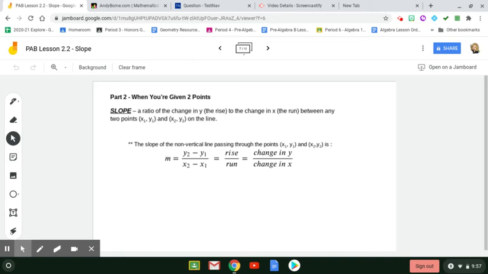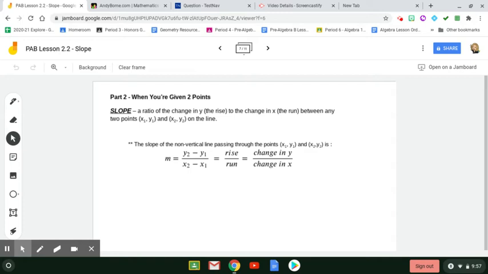Today, again, we're still working on slope. You've already learned about rise over run and talking about slope in terms of a graph. Another way that you can calculate a slope is if you are given 2 points. So we know slope is the steepness of a line, it's the rise over the run, but you can also use a formula to help you to calculate the slope of a line as well.